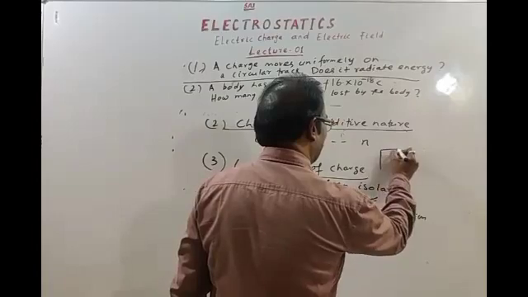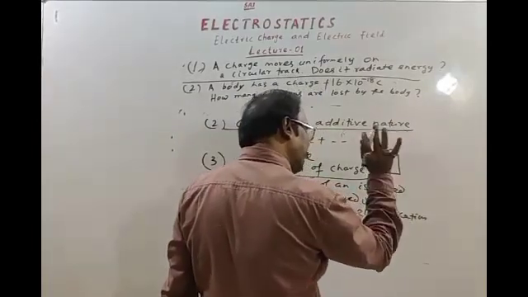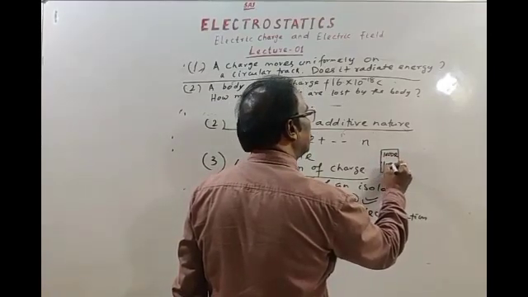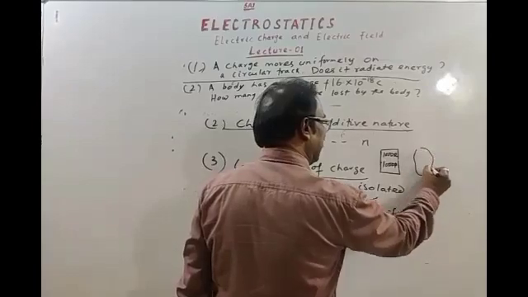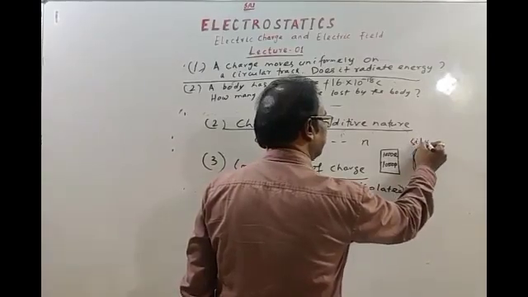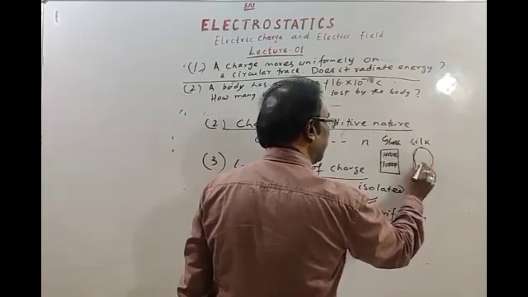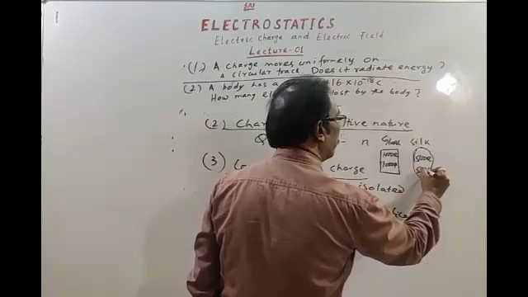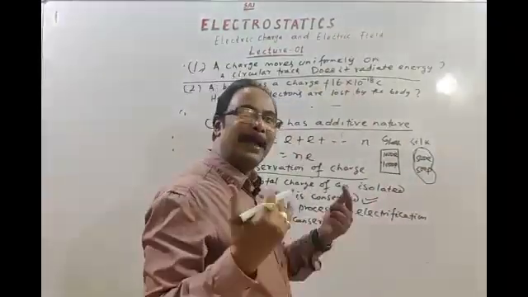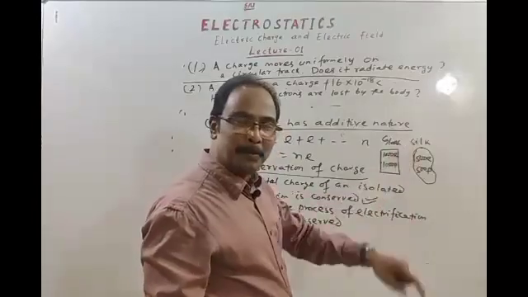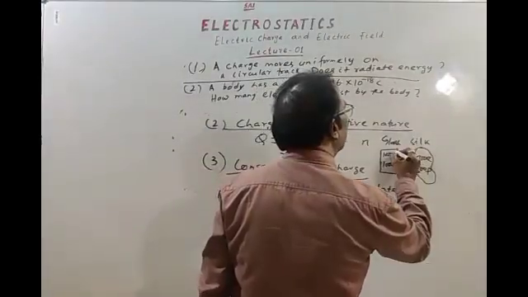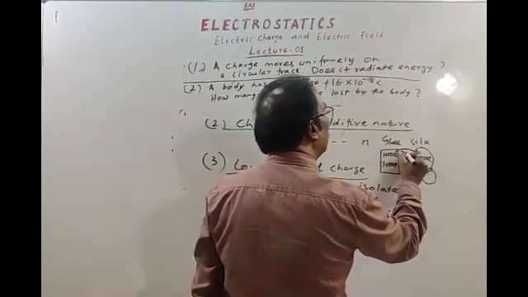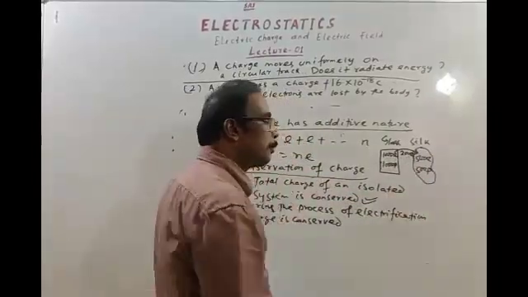Before they are rubbed, let's consider that in the glass rod there are 1000 electrons and 1000 protons, and in silk there are 500 electrons and 500 protons. Then they are rubbed. When the glass rod is rubbed against silk, the glass rod becomes positively charged. Electrons are transferred from the glass rod to silk: 200 electrons are transferred from glass rod to silk.